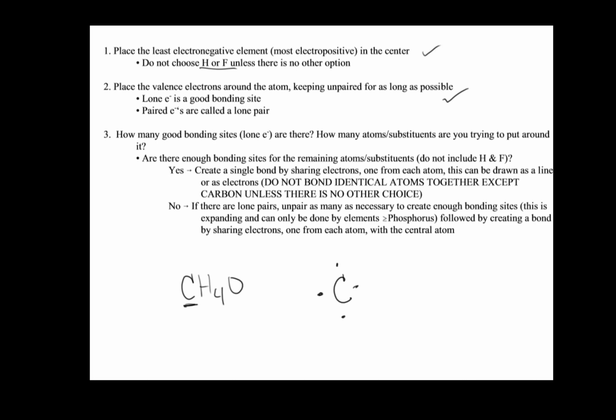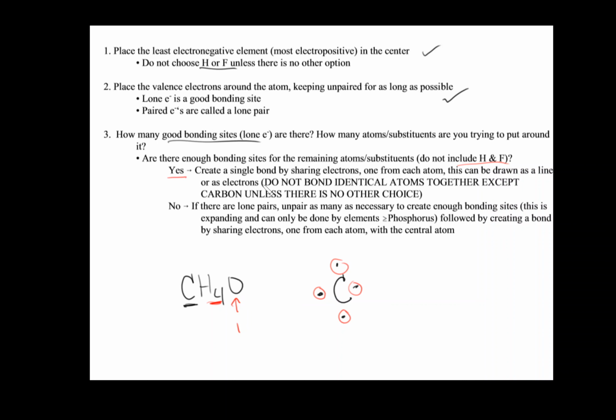And so my next question is this. How many good bonding sites are there, or how many lone electrons are there? Well, right now, there is 1, 2, 3, 4. So carbon has 4 really good bonding sites. How many substituents, or how many other atoms, am I trying to put around it? Keep in mind, don't include hydrogen and fluorine yet. So if I can't include those, I only have 1 substituent that I'm trying to put around it. So, are there enough bonding sites for the remaining atoms or substituents? Well, right now I only have 1, so the answer is yes.